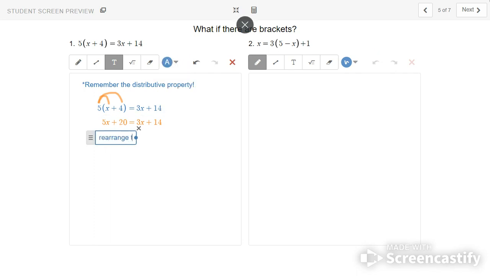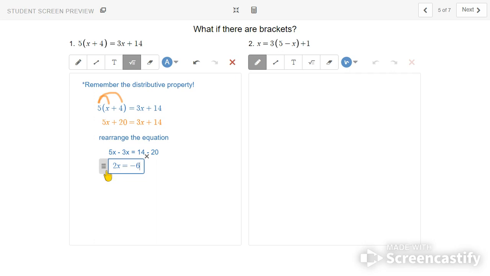Next, we're going to rearrange the equation. 3x is on the wrong side. The opposite of plus 3x would be subtract 3x. Positive 20 is also on the wrong side, so I'm going to subtract 20 from both sides. Now we rewrite 5x minus 3x equals 14 minus 20. Let's simplify again. 2x is equal to negative 6. And finally, let's divide by our coefficient. 2x divided by 2 is equal to negative 6 divided by 2. x is equal to negative 3.